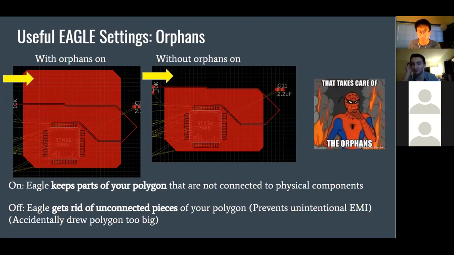This is a ground plane, and the STM32 has several pins that are connected to, or at least I labeled one to be connected to, ground. So that's why it's actually connected. If your polygon is not connected to other components in the circuit, then it will disappear.